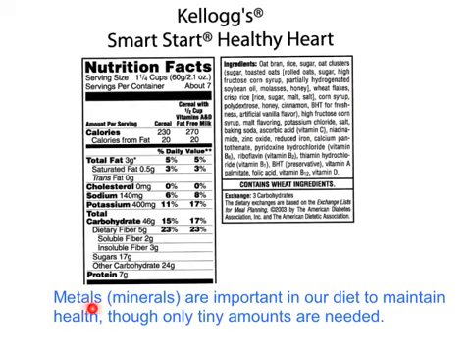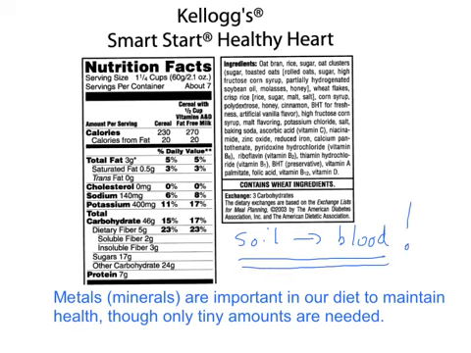So the idea is that tiny traces of metals are important for our health, and we can use atomic absorption spectroscopy to analyse all sorts of materials from soil to blood to check for the quantities of these minerals present. And if they aren't there in the correct amounts, then we can make changes to improve our health.